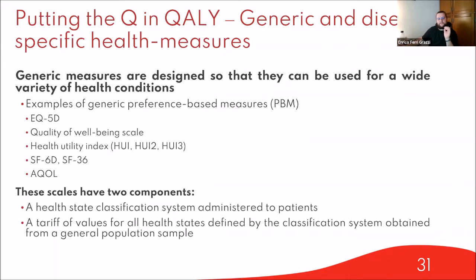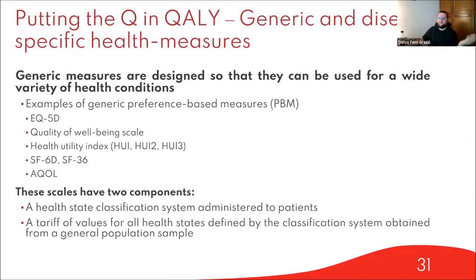EQ5D is the one that we generally use for deriving QALYs, or rather health-related quality of life, which we use to derive QALYs. And EQ5D is a generic questionnaire. It's a generic quality of life measure, and among others, we have a list here, and they are designed so that they can be used for a wide variety of health conditions. They are comparable, and therefore they allow us to compare the health benefits from an intervention in one disease area with the health benefits of an intervention in another area.